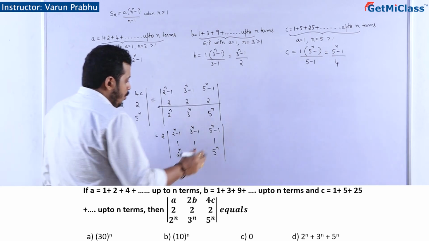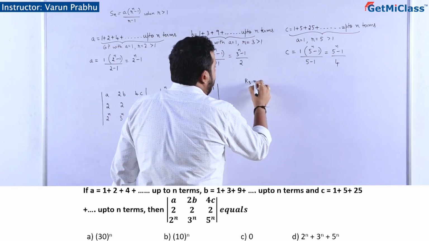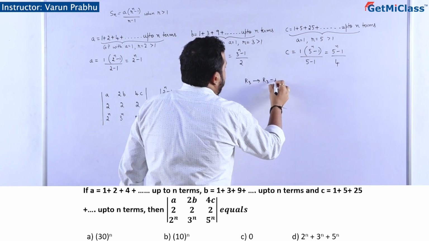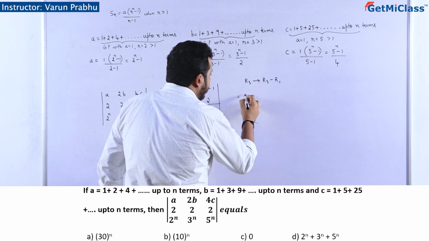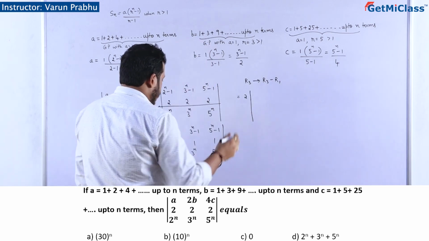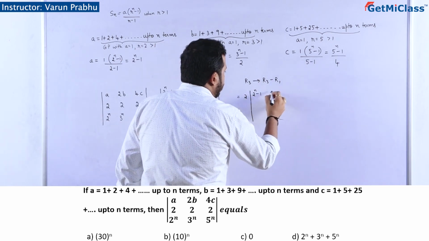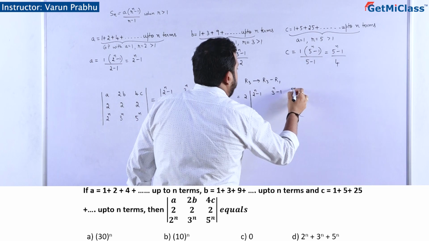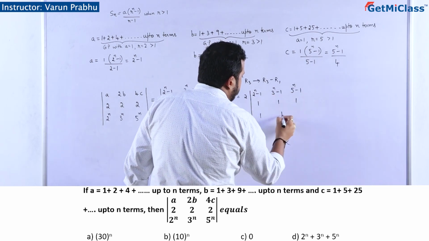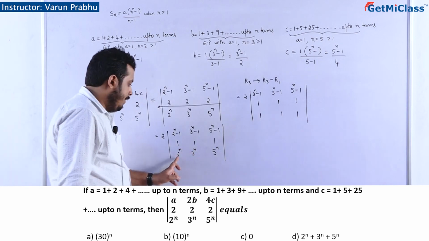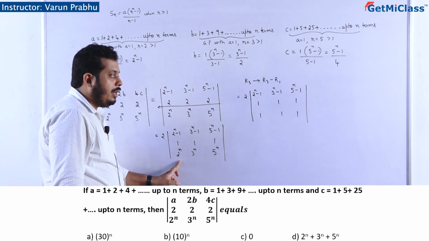Now what do you do? R3 transforms to R3 minus R1. Okay? So I'll be left with 2 times this determinant of 2 power n minus 1, 3 power n minus 1, 5 power n minus 1. Is it okay? Then 1, 1, 1, and again this part will be 1, 1, 1, right? 2 to the power n into minus 1 becomes plus 1.